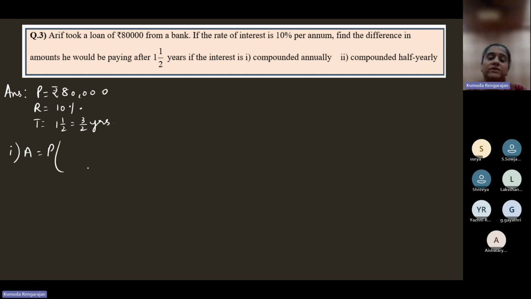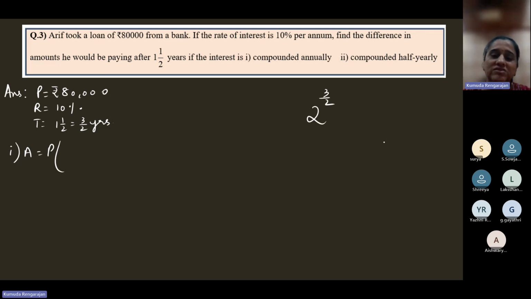Now, when the time is a fraction, you have a formula again. In this formula, where do you substitute time? To the power of n, right? N is the time there, the number of years. If the power is a fraction, it's difficult to compute, say, if you have to find 2 to the power 3 by 2.